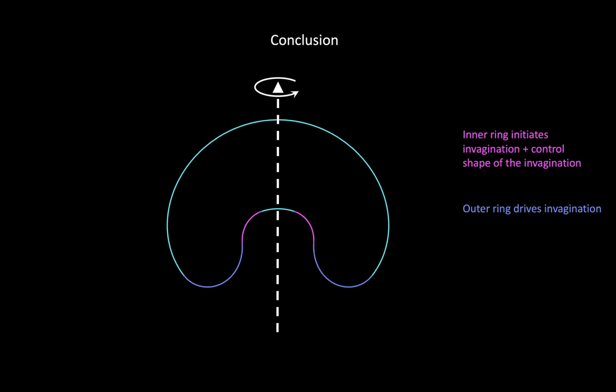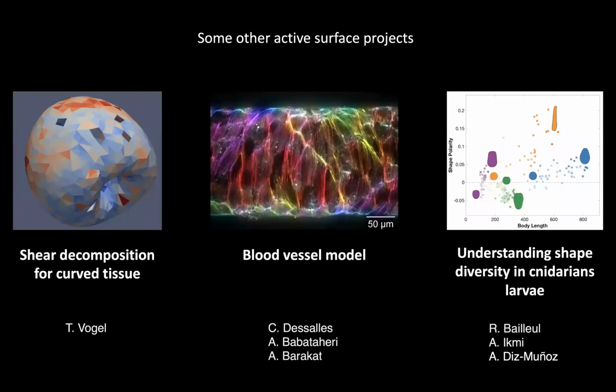So once again, the important message here is that the inner ring is crucial to initiate invagination and to control the shape of the invagination, and that the outer ring is the driving mechanism for the invagination. So with that, I will conclude.